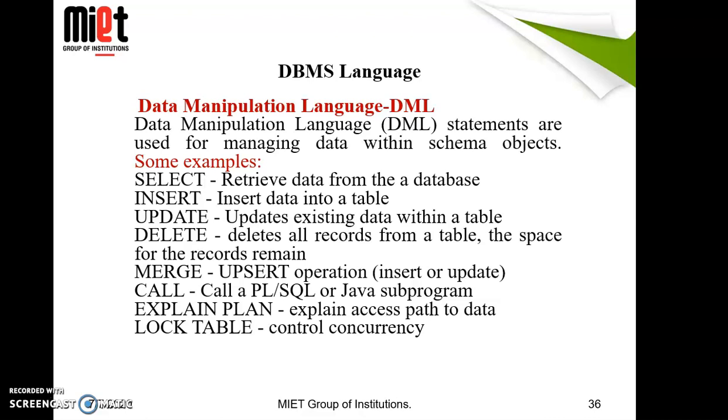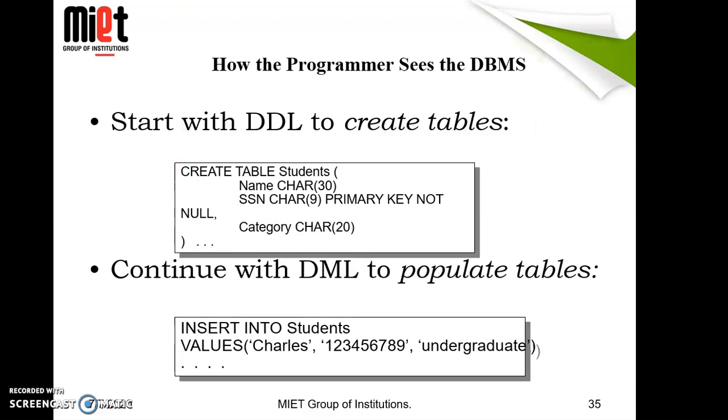Next, delete: it deletes all the records from a table. So these are the main commands that are used in DML. So a DML example is like this: insert into table name, and then inside it what comes? Values, and what are the values? Name of the student, meaning Charles, SSN number is this, and category is undergraduate.